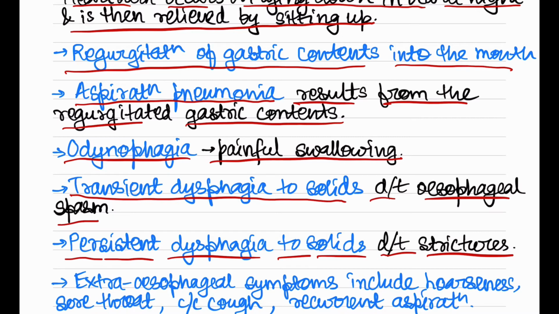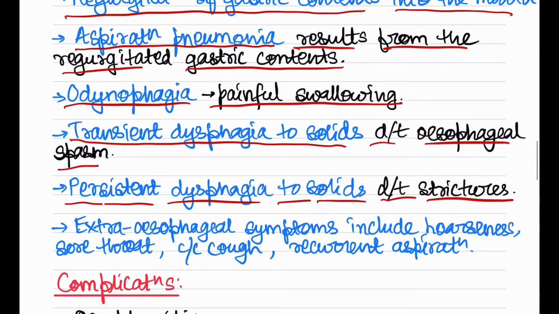So there is transient dysphagia due to esophageal spasm, and persistent dysphagia is due to strictures. Now coming to extra esophageal symptoms, which include hoarseness of voice, sore throat, chronic cough, and recurrent aspiration, which I have already mentioned, aspiration leading to aspiration pneumonia.